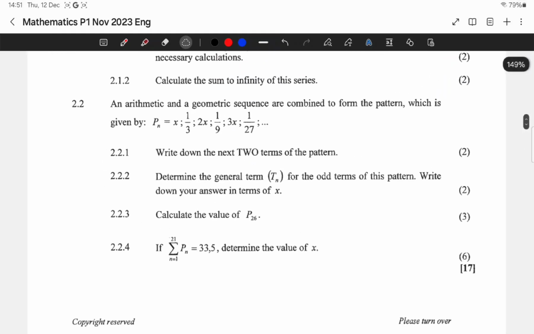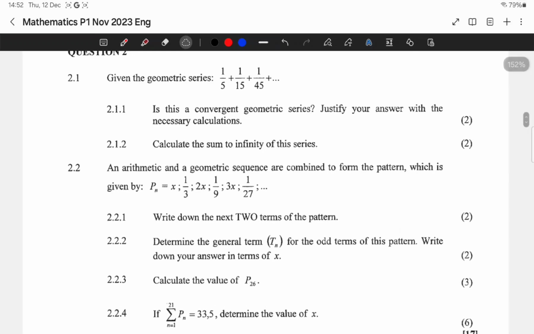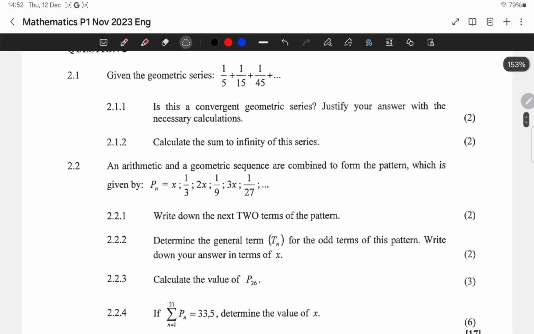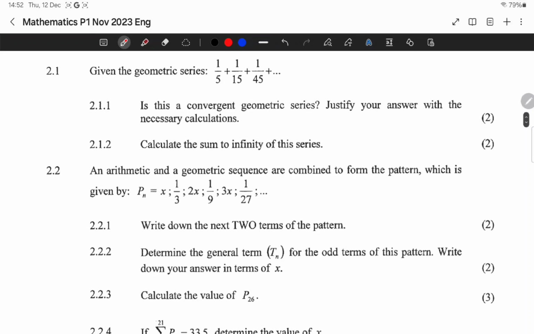Now we go back to the question. Is this a convergent geometric series? Justify your answer with the necessary calculations. For this question, what I want you to note is that if you read 2.12, half of the first question is already answered for you. Question 2.12 is: calculate the sum to infinity of this series. What does sum to infinity mean? It means that this series has to converge.